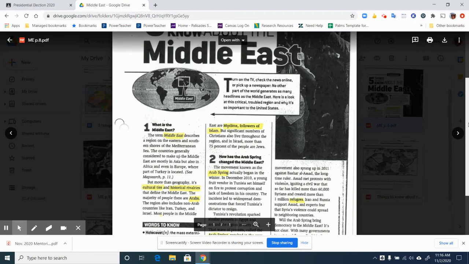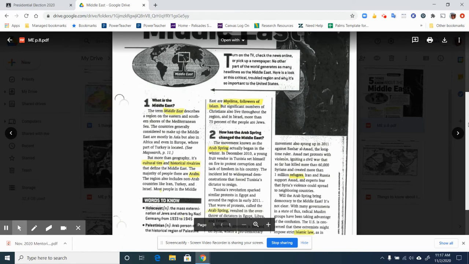Reason 2. How has the Arab Spring changed the Middle East? The movement known as the Arab Spring actually began in the winter. In December 2010, a young fruit vendor in Tunisia set himself on fire to protest corruption and lack of freedom in his country. The incident led to widespread demonstrations that forced Tunisia's dictator to resign.